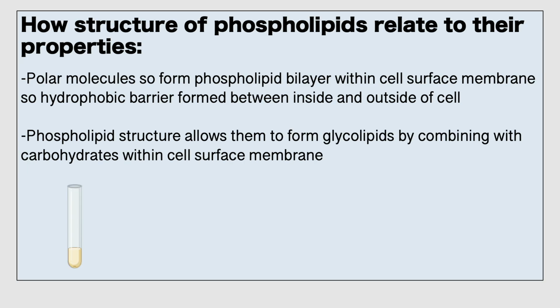And here's how the structure of phospholipids relate to their properties. Like we said, they're polar molecules, so form a phospholipid bilayer within the cell surface membrane. So a hydrophobic barrier is formed between the inside and the outside of the cell. Also, the phospholipid structure allows them to form glycolipids by combining with carbohydrates within the cell surface membrane.